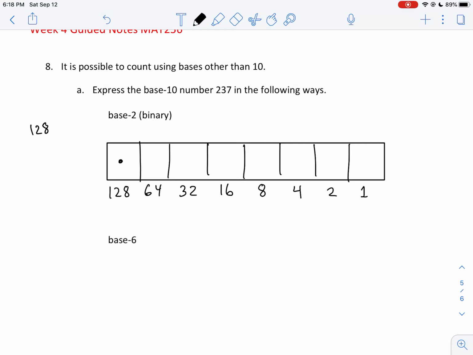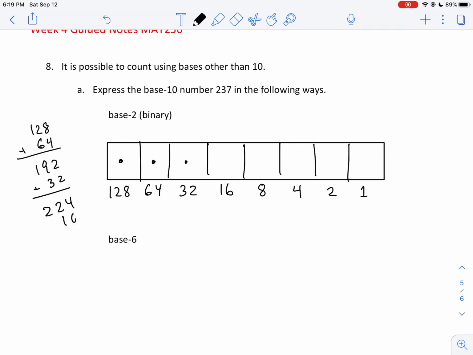Do I need any 64s? Well, if I add 64 to this, the question is, will that put me higher than 237, or am I still less than it? If I'm still less than it, then I definitely want a 64 present. Well, let's add these together. 128 plus 64 is 192, and that's still less than 237. So we need a 64. Now do I need a 32? Let's add 32 to this. That gives me 224. That's still less than 237, so we need a 32 involved.